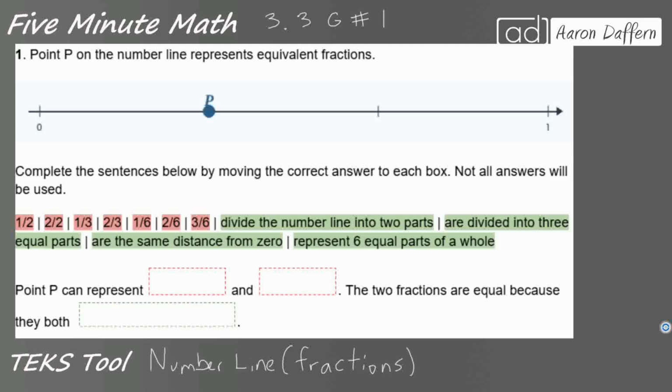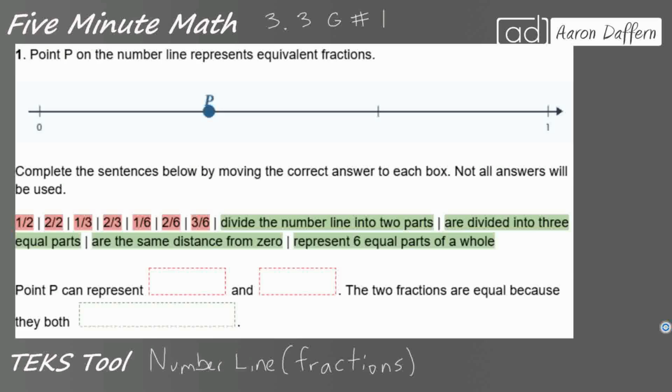Today we are looking at the TEKS tool number line. Specifically, we're looking at fractions. We are working with a problem related to TEKS 3.3g, and we'll do it in 5 minutes or less. If you haven't done so already, please go ahead and take a moment to pause the video, work this problem out on your own, unpause it, and we will look at our answers together.